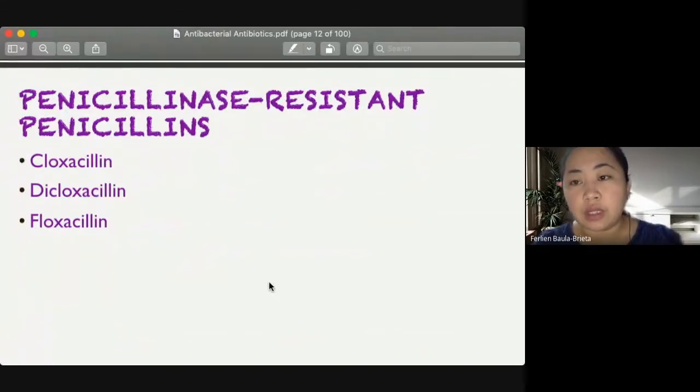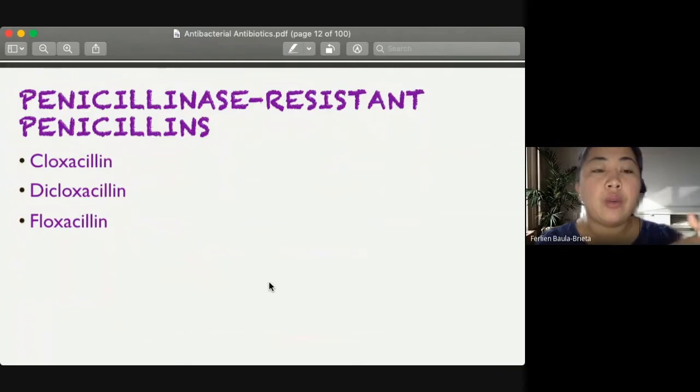Penicillinase-resistant penicillins are helpful if our patient has already been taking penicillin, the first generation penicillin, and is not healing. We will assume that bacteria, even though they don't have brains, can be very smart and produce penicillinase very fast. And the scientists, the medicinal chemists, have been able to produce a drug that can combat this penicillinase. So they are called penicillinase-resistant penicillins.